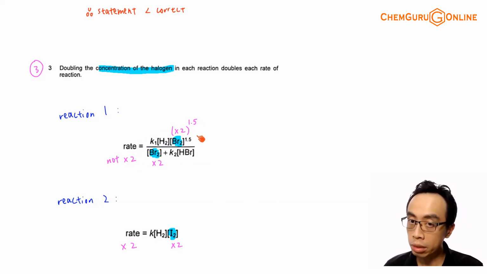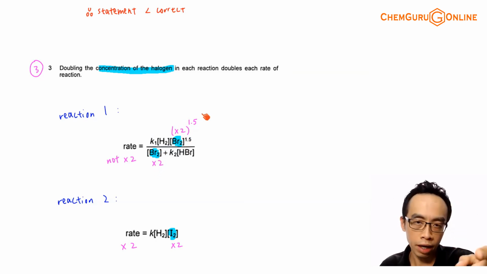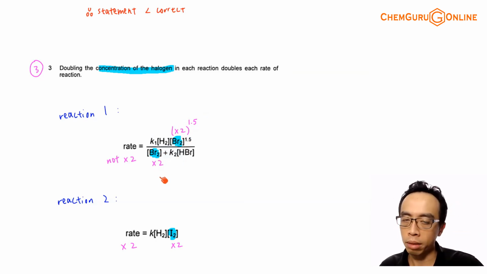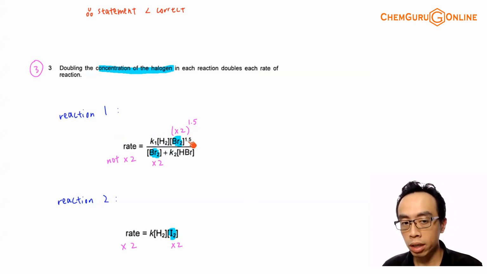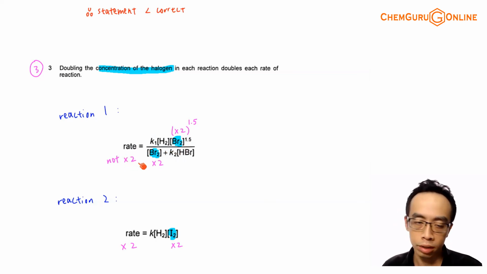So it looks a little bit complicated, but we do know that if numerator times 2 to the power of 1.5 divided by the denominator times 2, then it doesn't correspond to doubling of the rate of the reaction. So reaction number 1 is not true. If you double the concentration of the halogen, I will not double the rate. So statement 3 is already wrong.